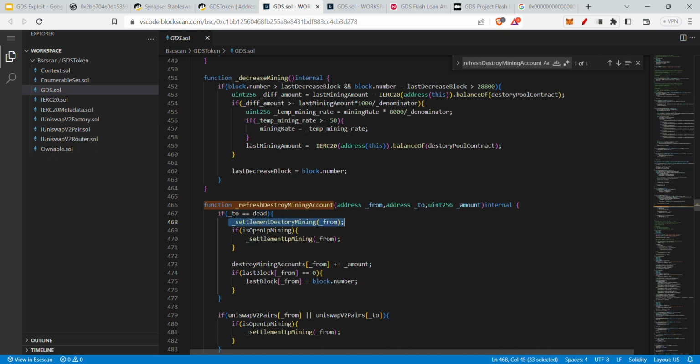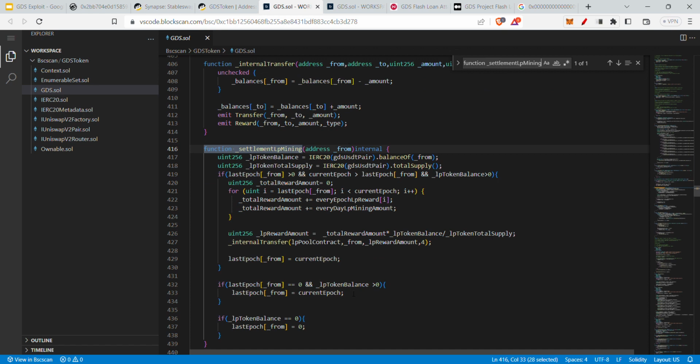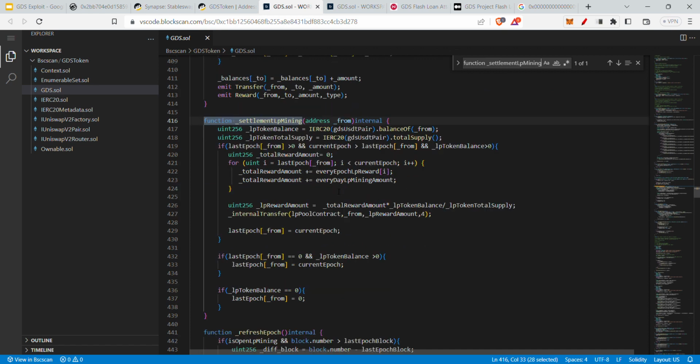And if is open LP mining. If it's true, we call settlement LP mining. This means that if I deposit LP and I'm eligible for rewards, at the time of the exploit, this is true. So we call settlement LP mining. And we actually come to this compromise code that I showed you just now.